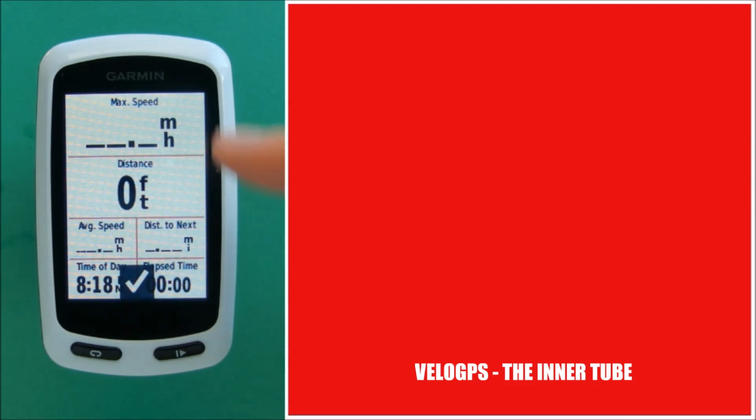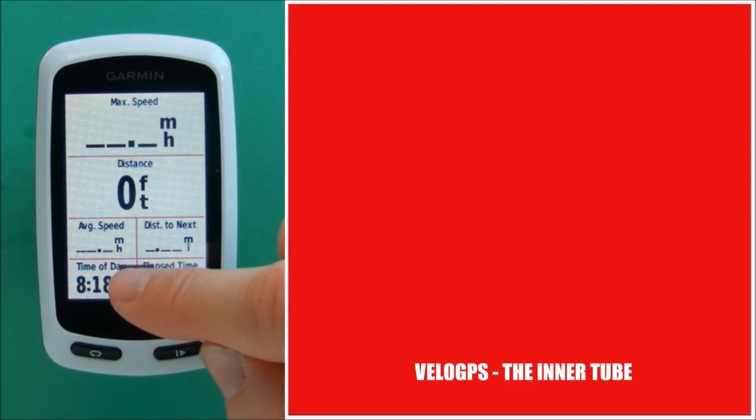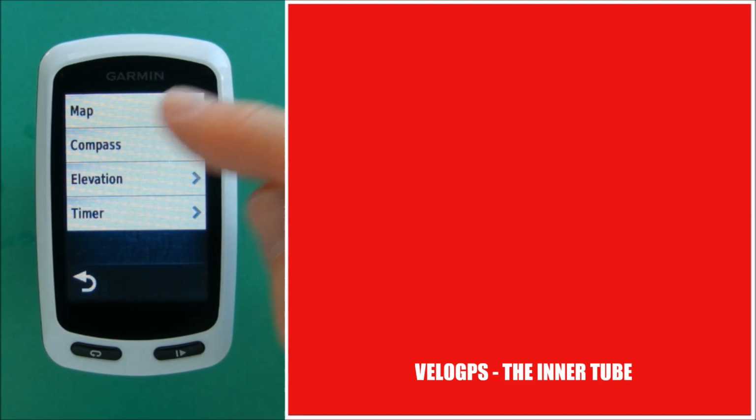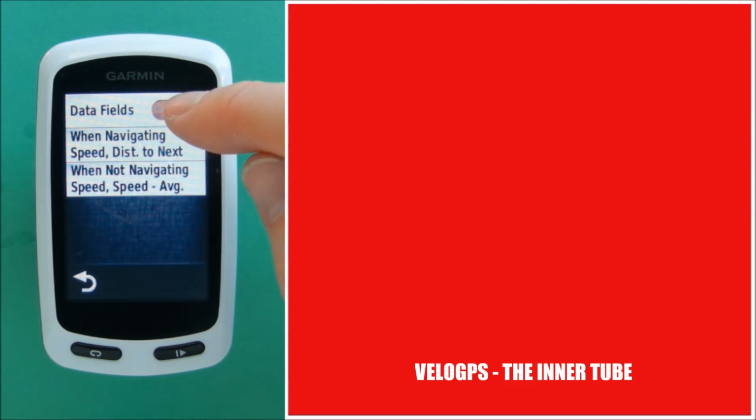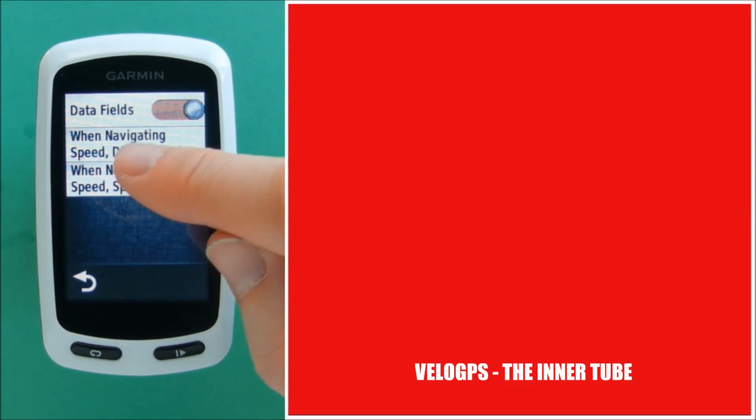So once you're happy with the data fields that you have displayed, you select the tick option at the bottom, and we can now look at setting up data fields on the map page. So we'll select that, and then we'll look at the map data fields. There are a number of other parameters that you can set up here, but we'll look at the map data fields first of all. Now these can be turned on or off by just touching on the slider at the top of the screen. And there's 2 options.